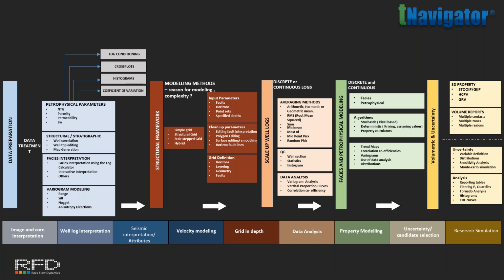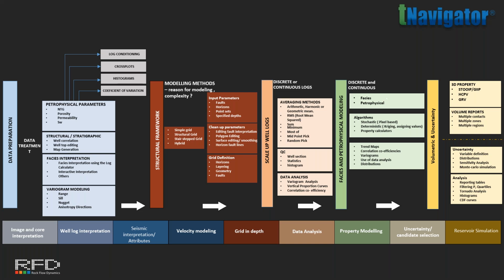And again, back into our data analysis, where we can start to create more variograms. We can start to look at our vertical proportion curves and also our correlation coefficient. And then moving more towards our facies and petrophysical modeling, we can start to look at trend maps, correlation coefficients, again intervariograms and our distributions of these.